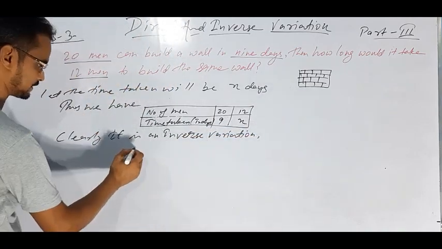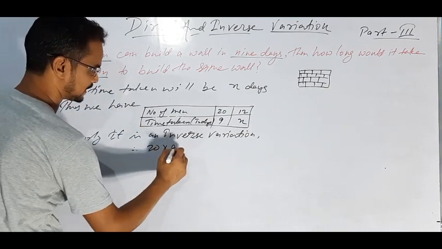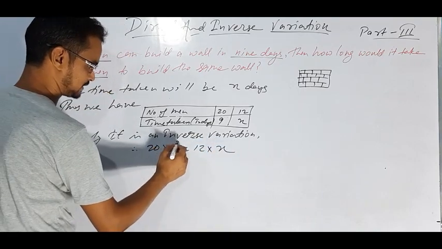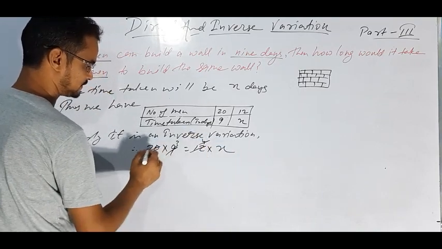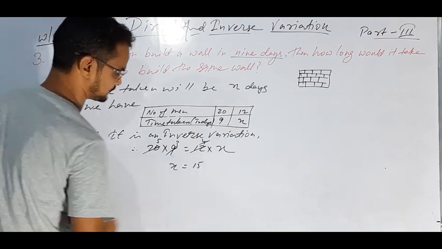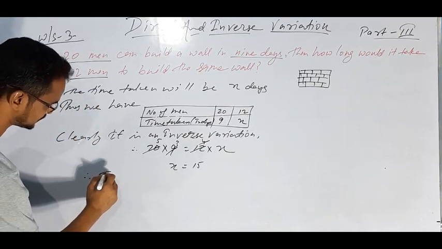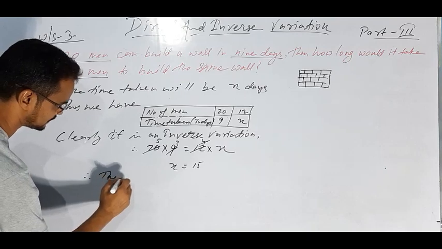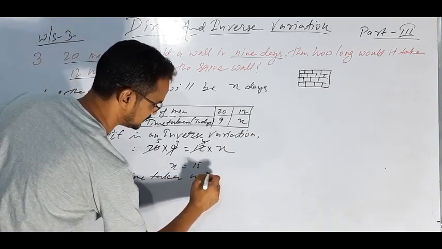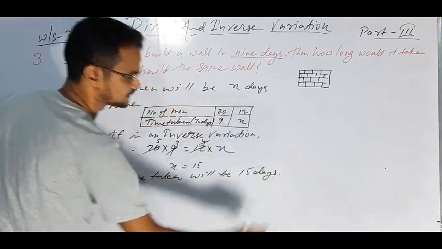Therefore, the product is constant. 20 into 9 is equal to 12 into x. 3 3s are 9, 3 4s are 12, 4 5s are 20. This will become x is equal to 15. Therefore, the time taken will be 15 days. Clear?